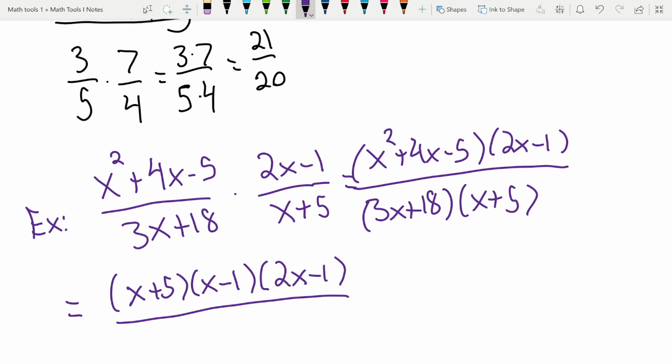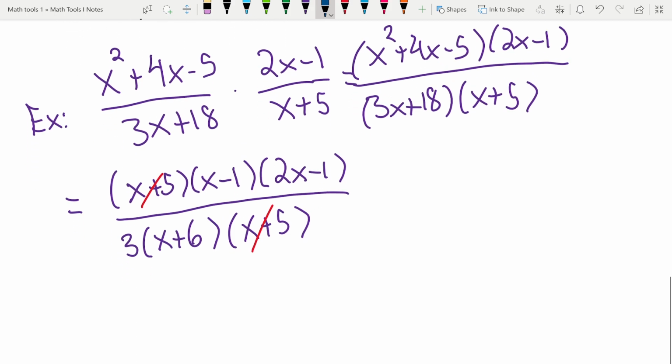And now on the bottom, we can take a 3 out of the 3x plus 18. So we want to look for number factors too. This is only going to be x plus 6, so it's not going to cancel with anything, but we can do it just in case there's something we can cancel out. So the only thing that cancels is this x plus 5. I'm just looking to make sure I don't see anything else that can factor. I want to make absolutely sure before we multiply everything together.